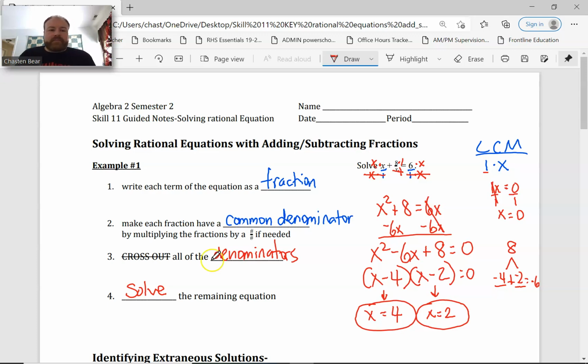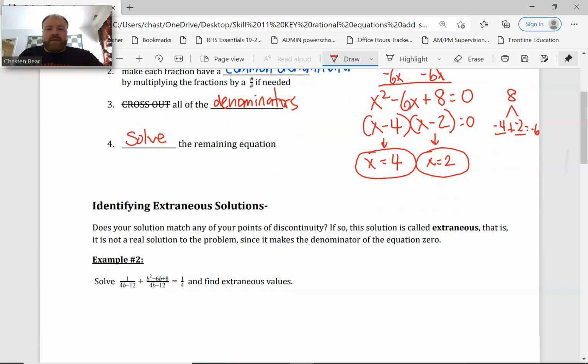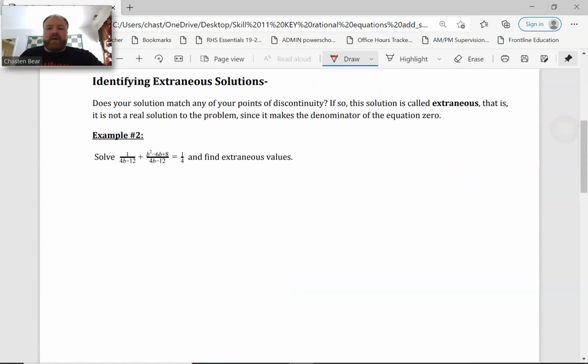All right, let's go ahead now and try the next one. So we talked about in the last lesson what an extraneous solution is. If our solution matches any point of discontinuity, in other words, makes an LCM equal 0, that value is going to be an extraneous solution, which is not actually a solution, and so we do not want to give that as an answer.